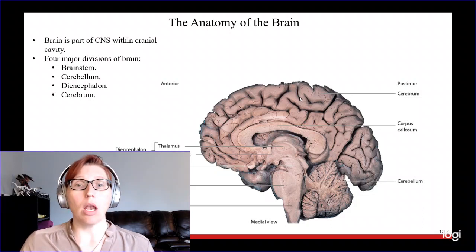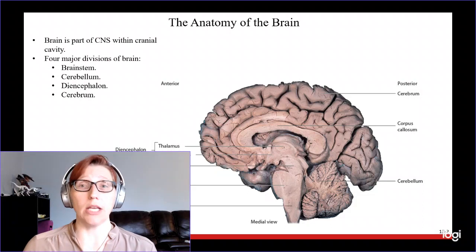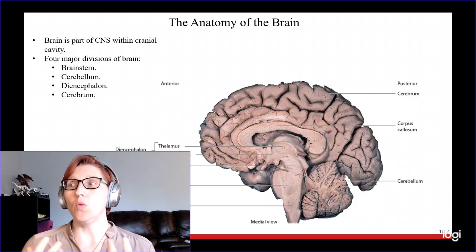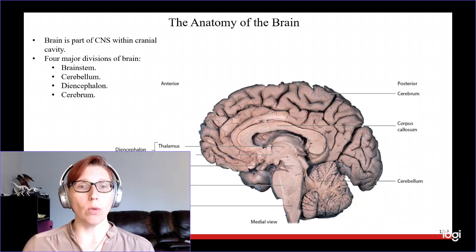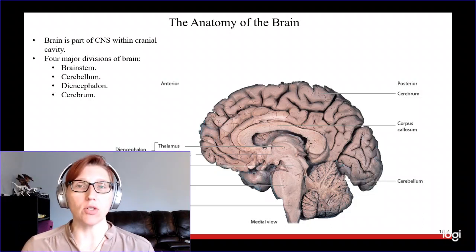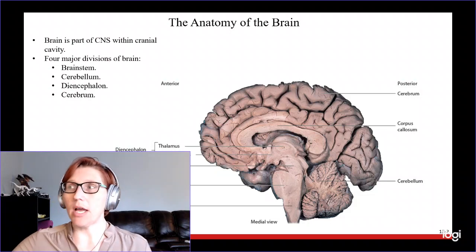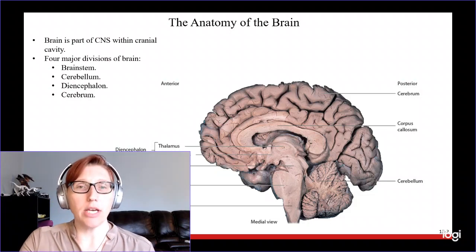All right, so a lot of this particular chapter should be review from what you did in lab already. You know what the brain looks like. You should know what these regions are. I want to make sure that you can tell the four major divisions of the brain apart and know what each one of them does. So you should know everything that's on here already.